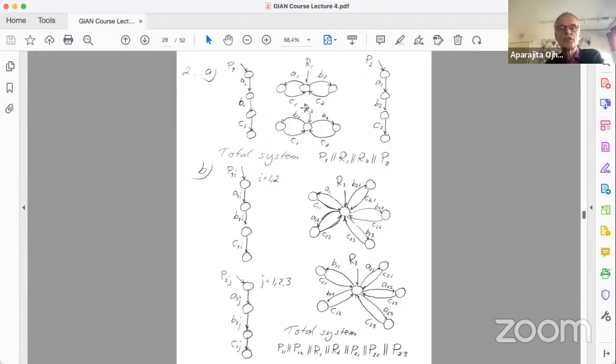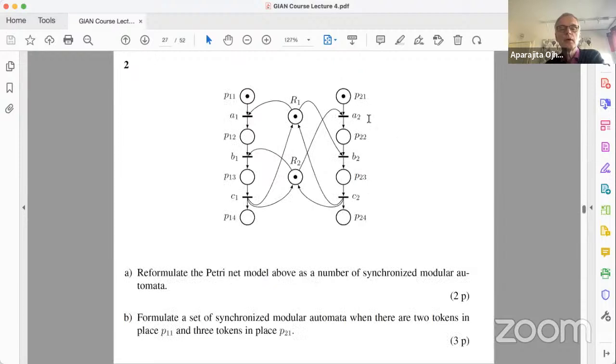And correspondingly for the second robot, there you have B1, C1, A2, C1. The second robot is used here, related to this place P13, or you use it from A2 until C2. So in that case, in the second task, it's used for 2 places.